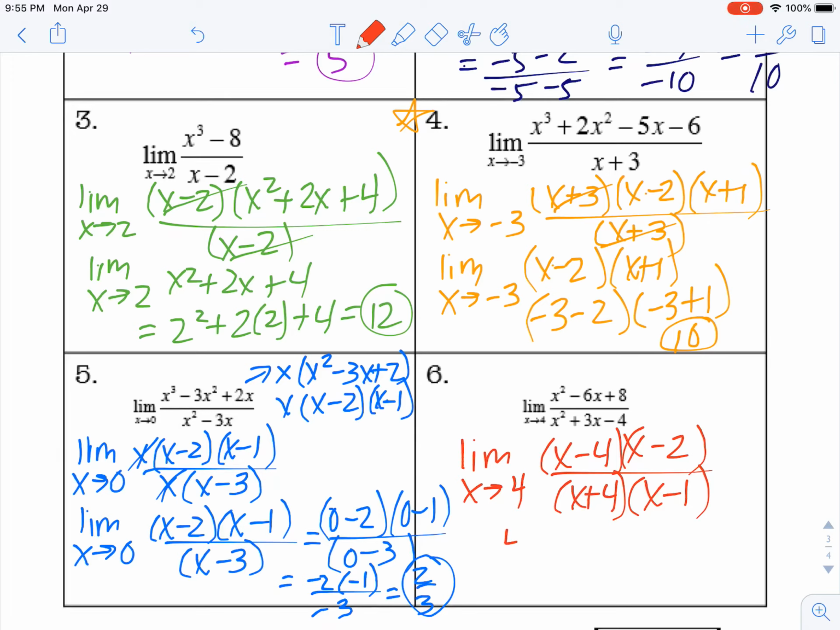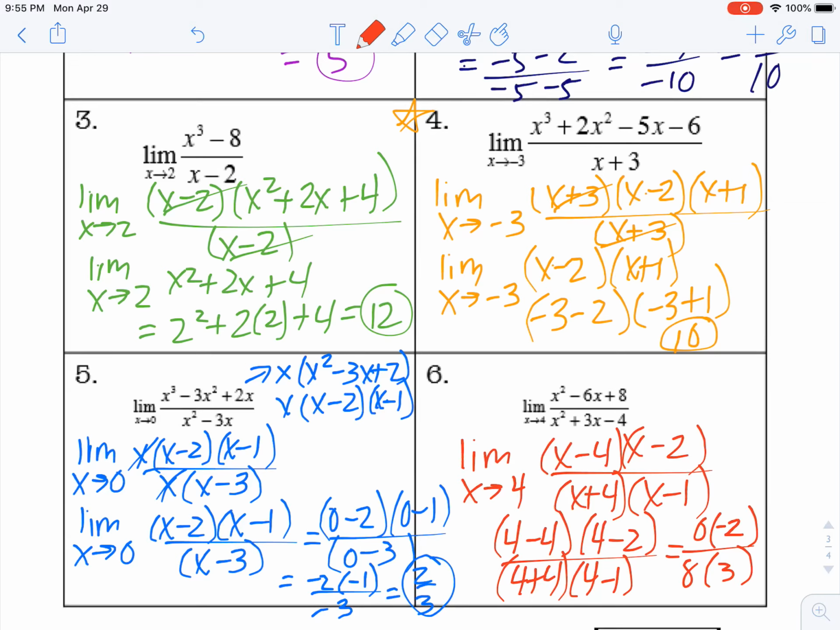We probably could have just plugged it in right from the beginning. This might not have even given us an indeterminate form. 4 plus 4. Okay, so that's going to give us 0 times negative 2 over 8 times 3. Okay, so that's 0 over 24, which is just going to equal 0.